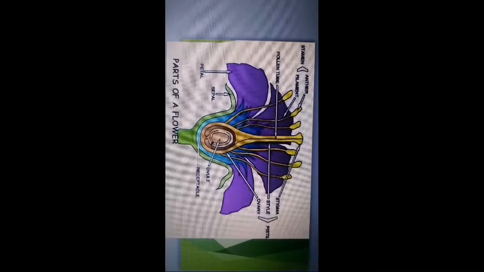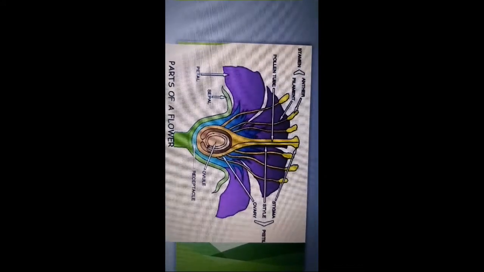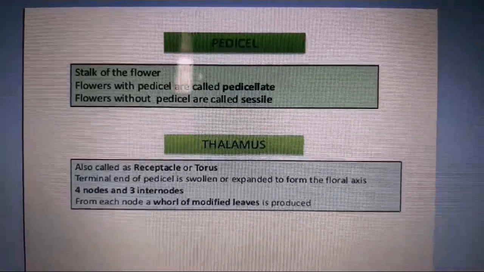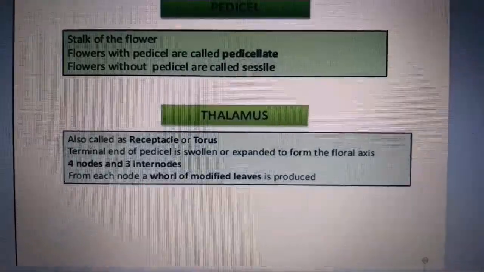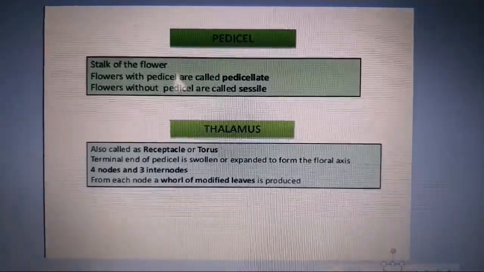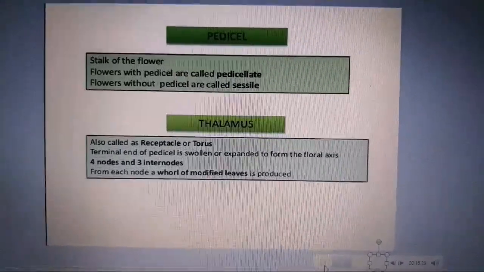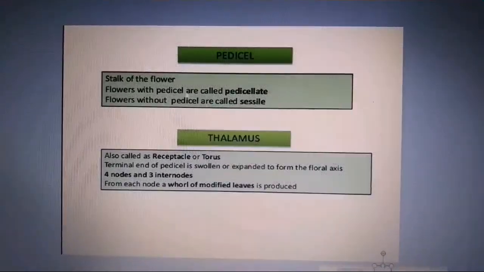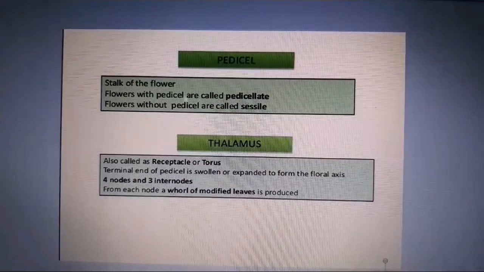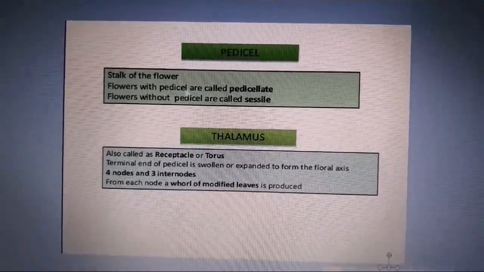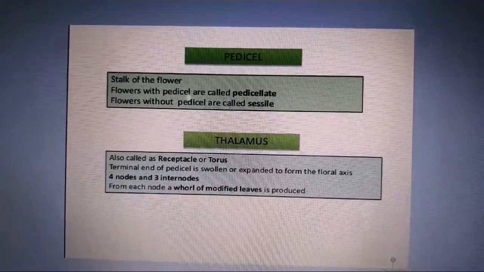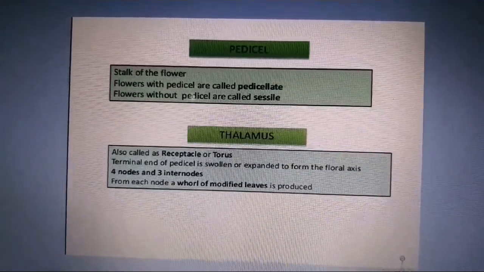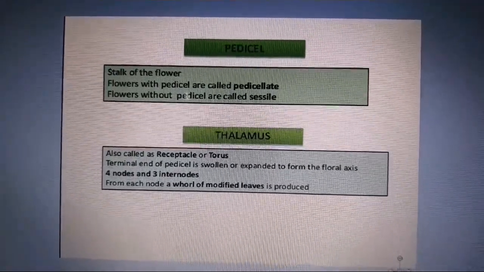We know the function of flower, it is the sexual reproduction. Pedicel is the stalk of the flower. Flower with pedicel is called as pedicellate flower. And flower without pedicel is called as sessile flower. And thalamus is also called as receptacle or torus. The terminal end of pedicel is swollen or expanded to form the floral axis. 4 nodes and 3 internodes. From each node, a whorl of modified leaves is produced.